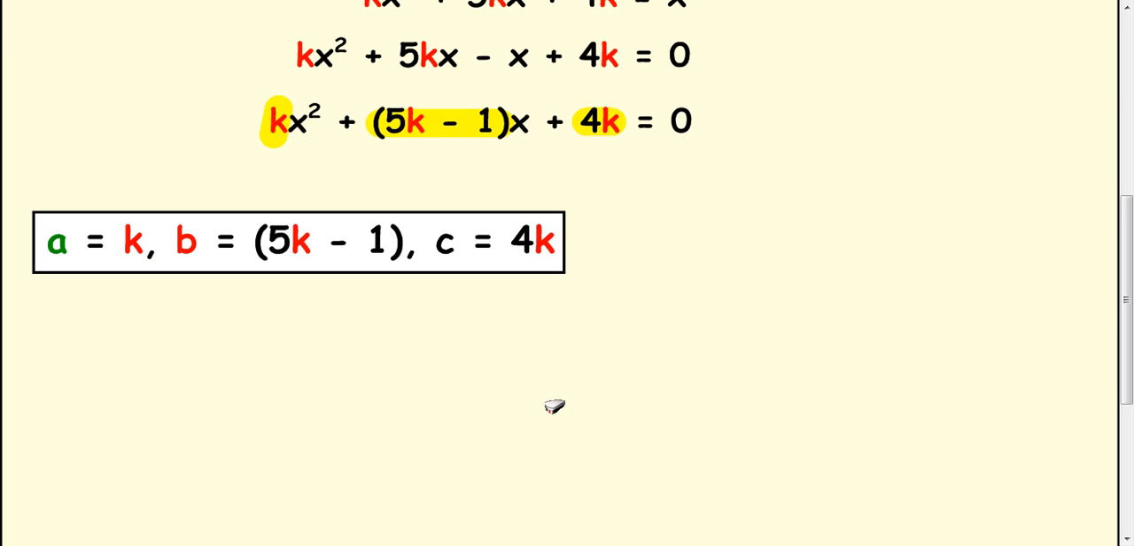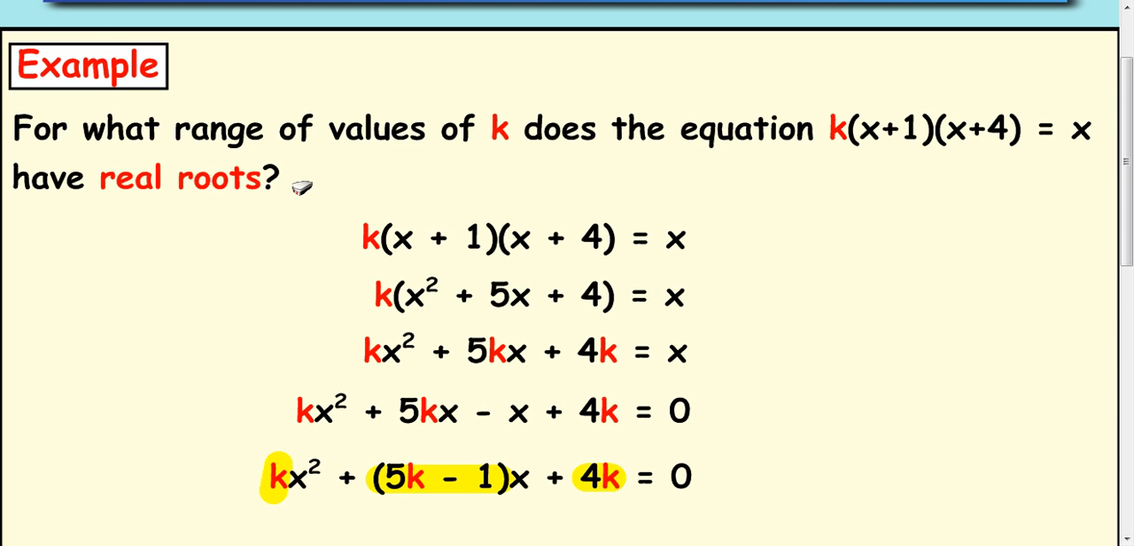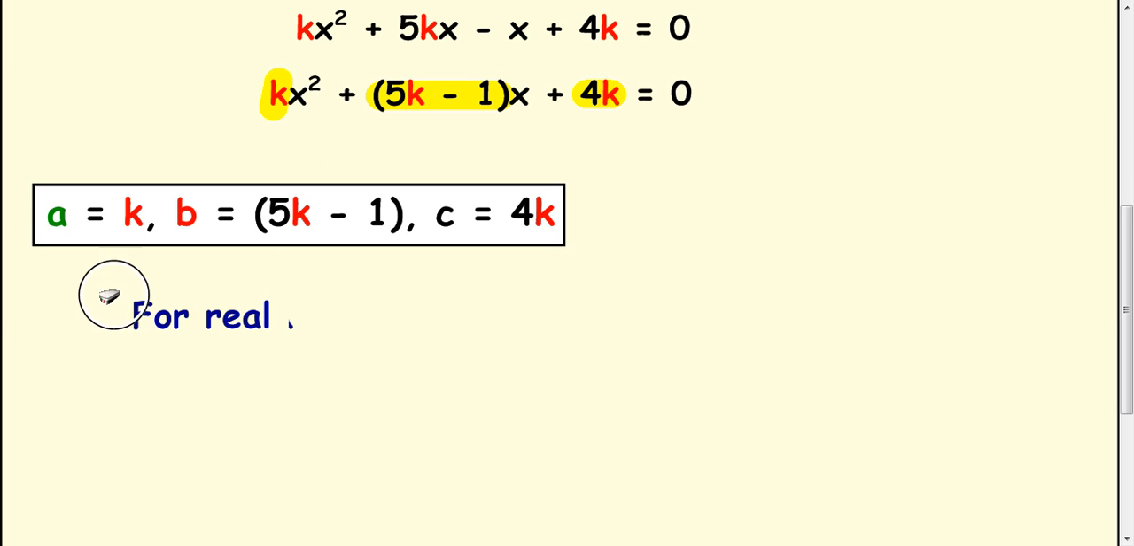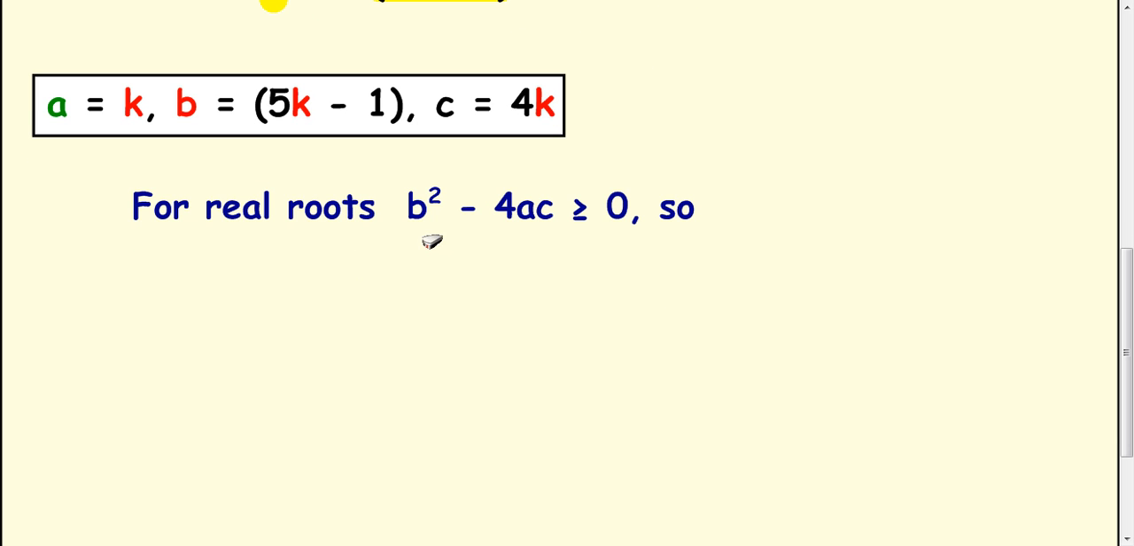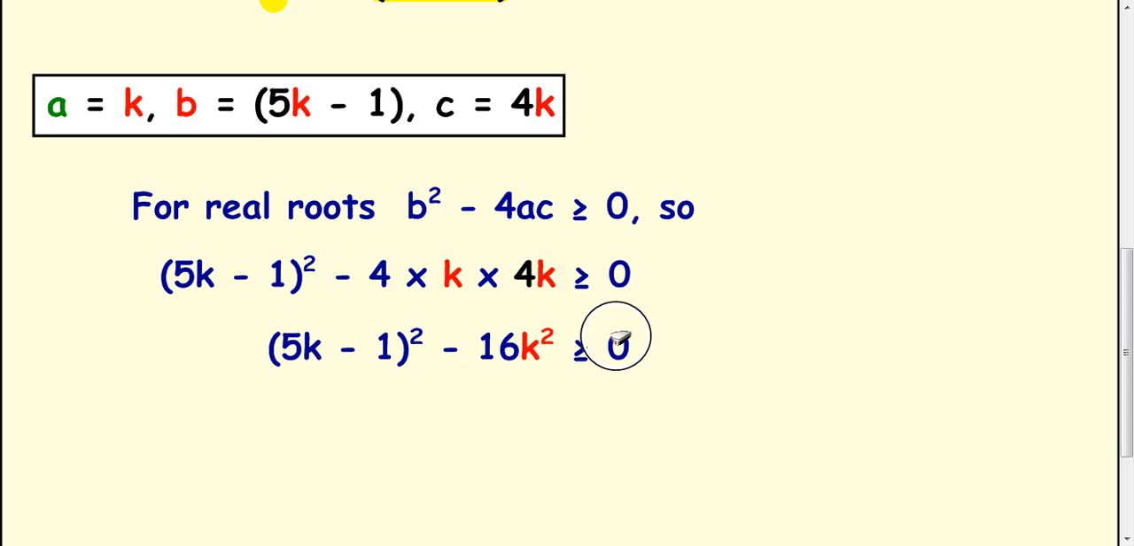We can then go into our b squared minus 4ac. So we're trying to see where they have real roots. So that means that b squared minus 4ac is greater than or equal to 0. So set our equation up. (5k minus 1) squared, take away 4 times k times 4k is greater than or equal to 0. We'll sort this bit out. Minus 16k squared.